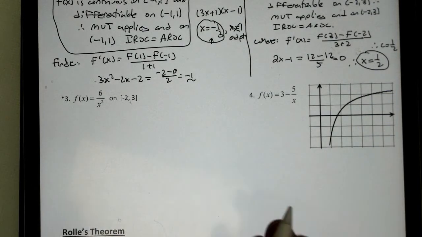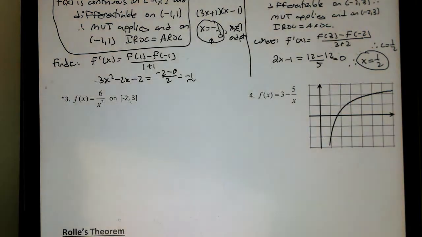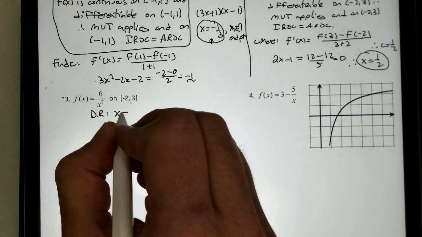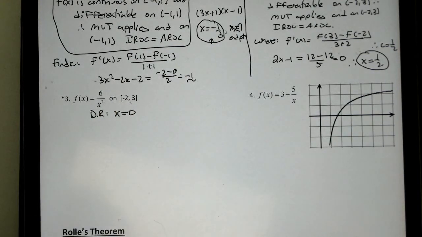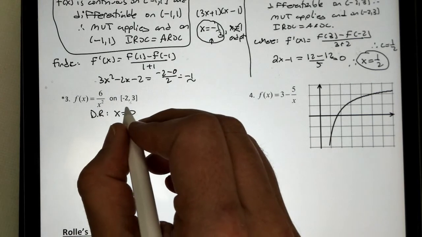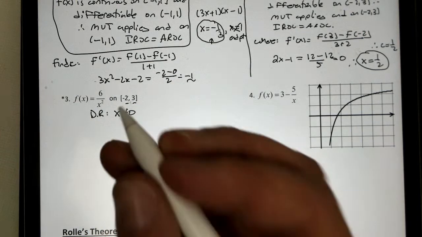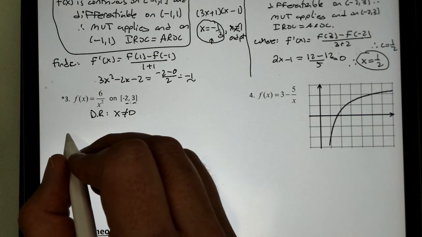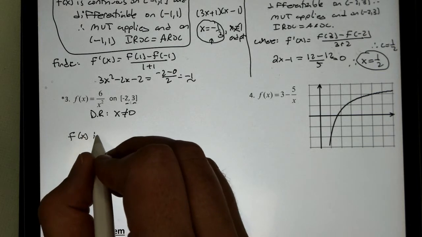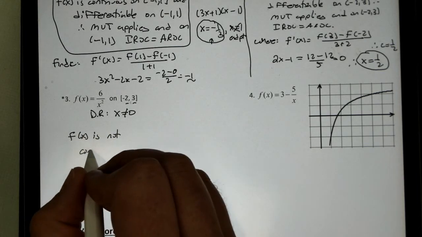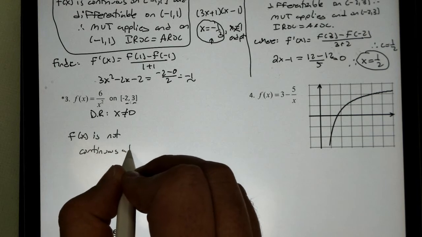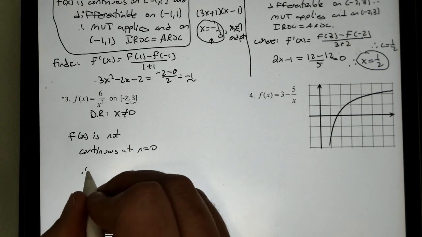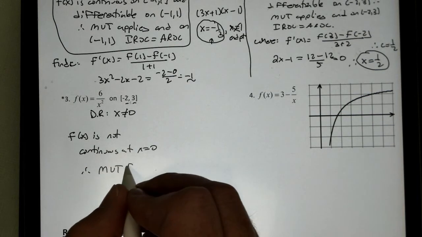Now, here's a problem for this one. Notice, I'm dividing here. So I run the risk of a domain restriction. And I do have one here. X can't be 0. Which is really kind of nice for us, honestly. Look at the domain. The domain goes from negative 2 to 3. 0 is in the middle there. So we can say f of x is not continuous at x equals 0. You can even say not differentiable because it's not going to be that either. Therefore, we're going to say that the MVT fails.